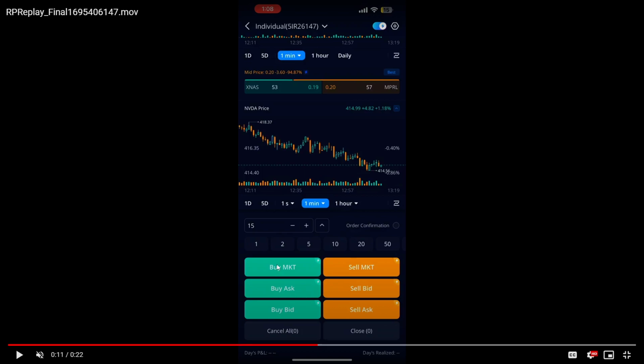So basically, buy ask and buy market are the same thing, and sell market is the same thing as sell bid. But the issue, and why I don't sell market, is that sometimes if you're playing 0 dates on Webull, it won't let you buy or sell market. Just keep that in mind. These two buttons sometimes will not let you use them on 0 dates.